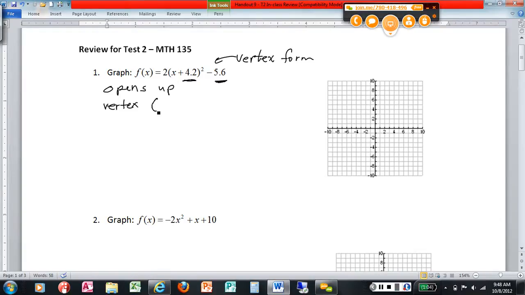Now on the h, the only thing you got to remember is, what do we got to do there? Reverse the sign. Yeah, if it's a positive here in the parentheses, we change it to a negative 4.2. And then the k is, well, just as is there. So h, k, negative 4.2, negative 5.6, that's going to be the vertex, that turning point on this graph. And so if I come over here to negative 4.2 and negative 5.6, right about in there, that is my vertex.